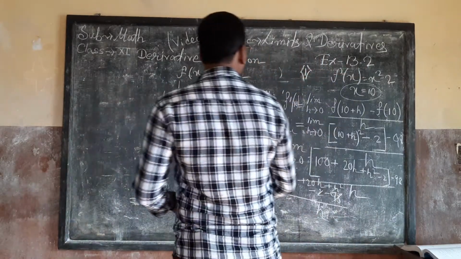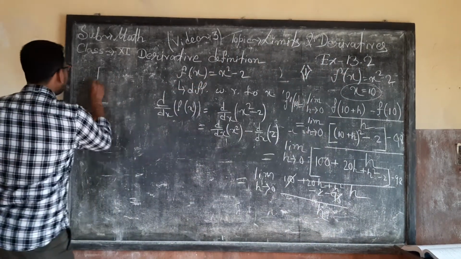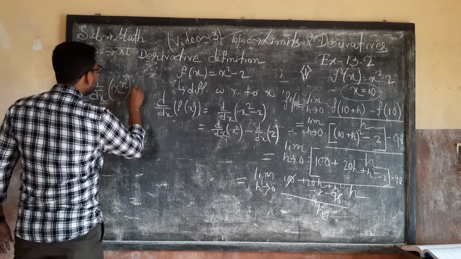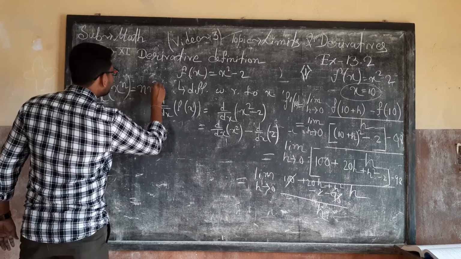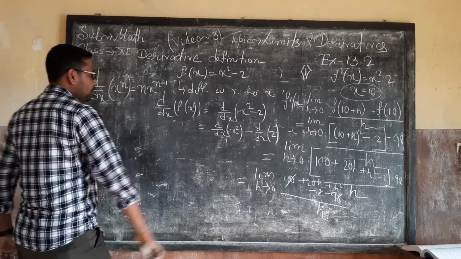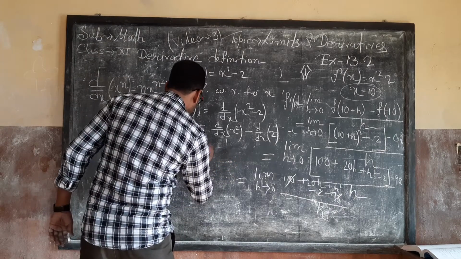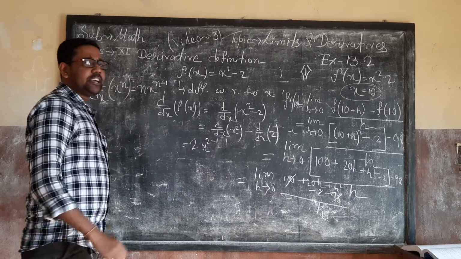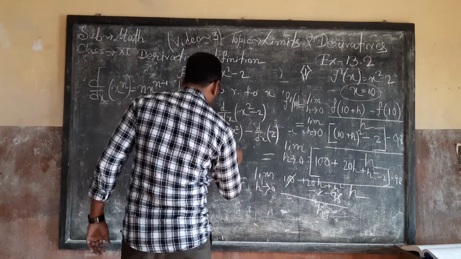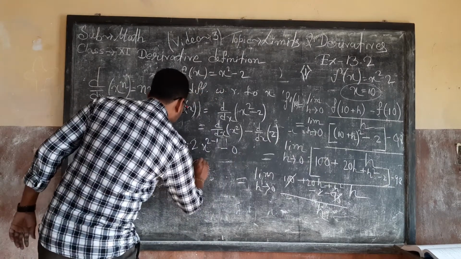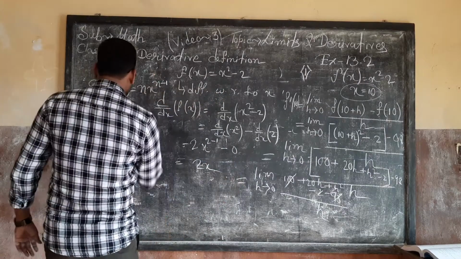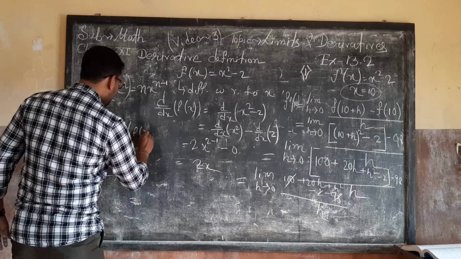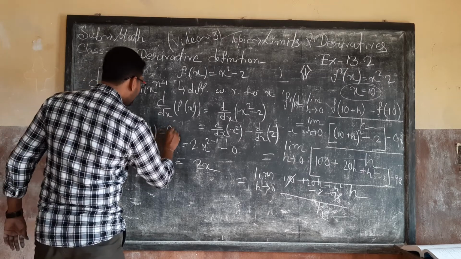After that, using this formula, the derivative of x to the power n is equal to n into x to the power n minus 1. So that means it is 2 into x to the power 2 minus 1, and the derivative of any constant always produces 0. That means 2x. So the derivative of f(x) is equal to 2x.